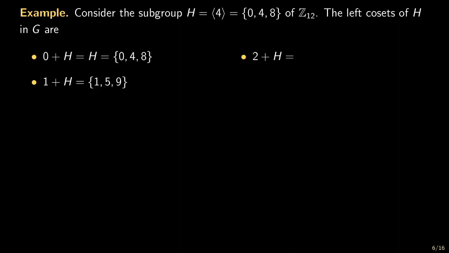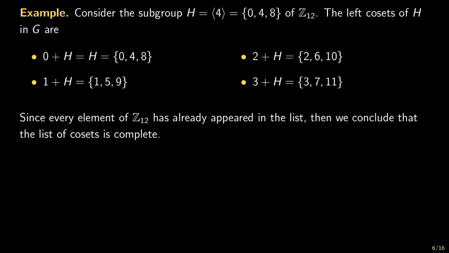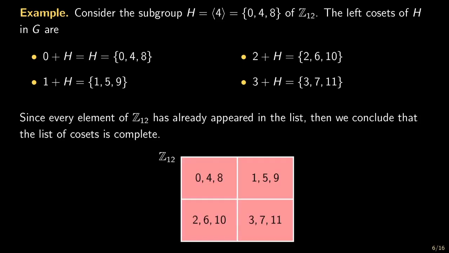Then I could also add a 2. If I add a 2 to each one of these, you get 2, 6, and 10. Then I could also add a 3. If I add 3 to each one of these, I get 3, 7, and 11. As you can tell, all the 12 elements already appeared in the list, hence, the partition is complete. So these are the 4 left cosets, actually the same as the right cosets of H in G.